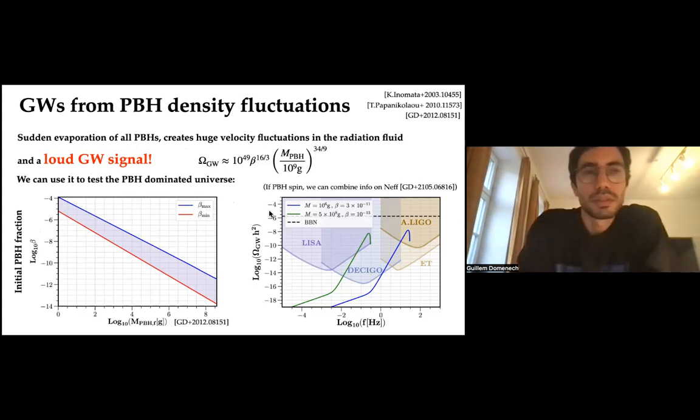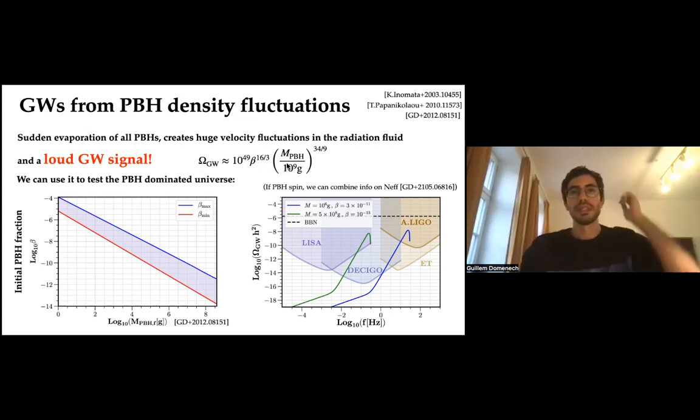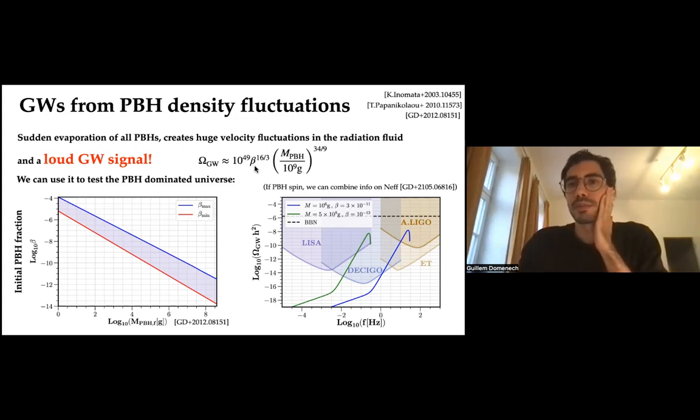So in the end, you get something like this. This is the estimate of the spectral density of these gravitational waves after evaporation. It's a huge signal suppressed by the initial fraction and depends on the mass. To compensate for this huge factor, you need a very small initial fraction of PBH. The spectrum looks like this figure on the right. Here you have the spectral density versus frequency, and I chose two masses. The blue line is 10^6 grams. The green line is 5×10^8 grams, which is just marginally okay with BBN. The spectrum is very peaked: you have a single peak at one frequency.